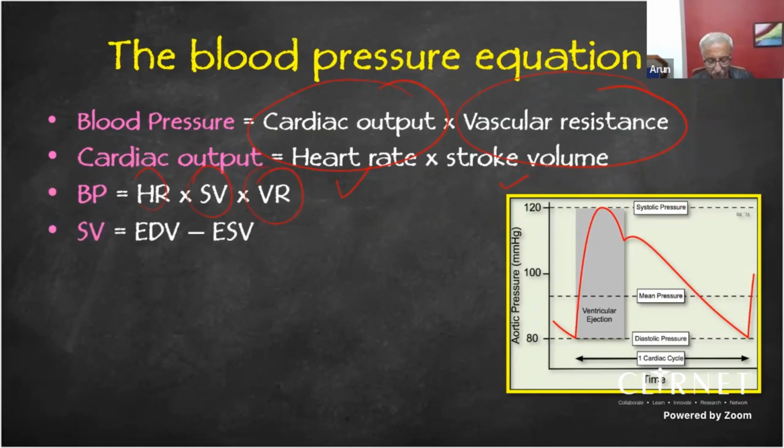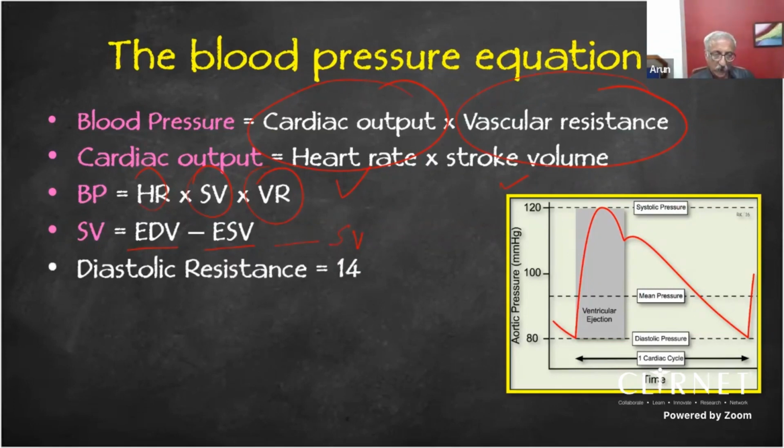And what is stroke volume? Stroke volume is the amount of blood the heart pumps out during one contraction. This means once we have a diastole, the blood which is there in the heart at the end of diastole is called end diastolic volume. After the systole, or the contraction of the heart, whatever is left is called end systolic volume. The difference between the two, end diastolic volume and end systolic volume, is your stroke volume.